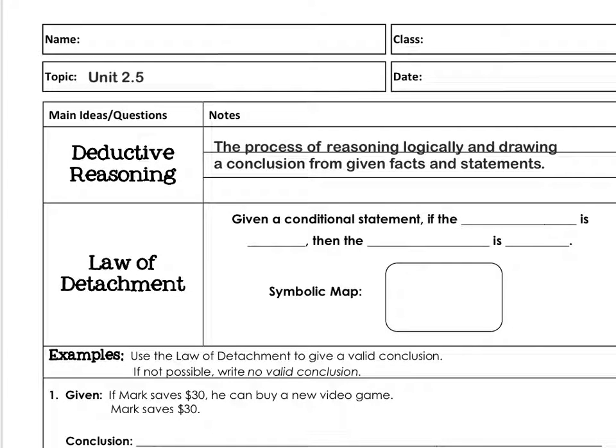Okay guys, in this video we're going to cover Unit 2.5 about deductive reasoning. And here's a definition. Make sure that you pause the video and copy down the definition, then return to the video. The definition is: the process of reasoning logically and drawing a conclusion from given facts and statements. So that is the definition of deductive reasoning. Deductive reasoning is probably most frequently used in math and science research.